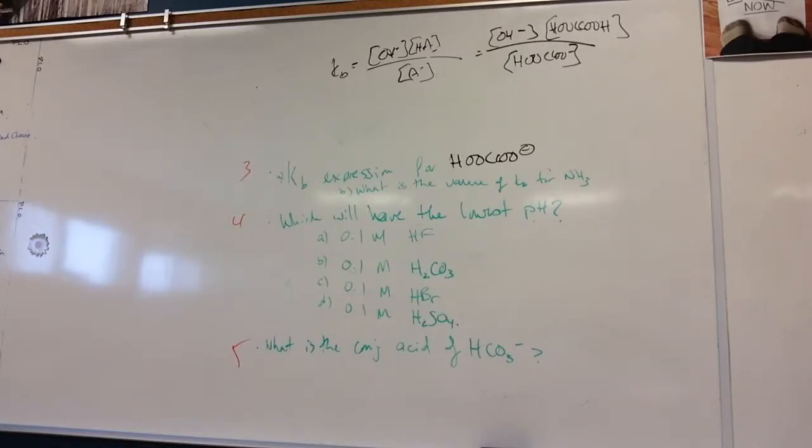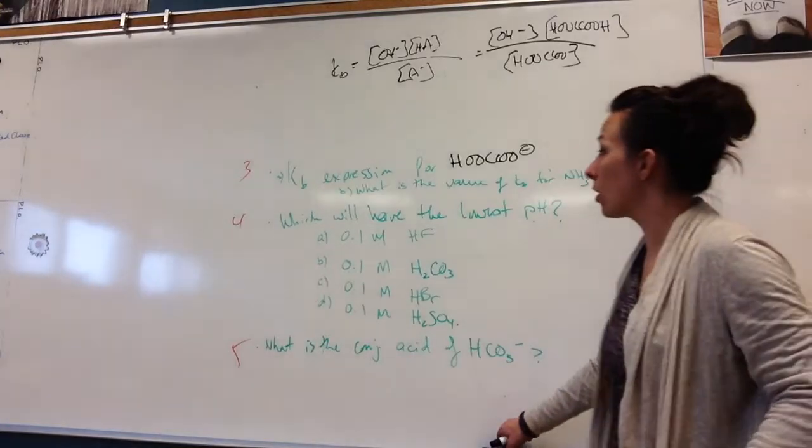Okay, so if you're finding Kb, you look it up in the base column. Because you wanted to have accepted a proton to get to your HA. Okay? Everybody okay with Kb now? Melissa? Yeah. Okay. All right, so question 4.